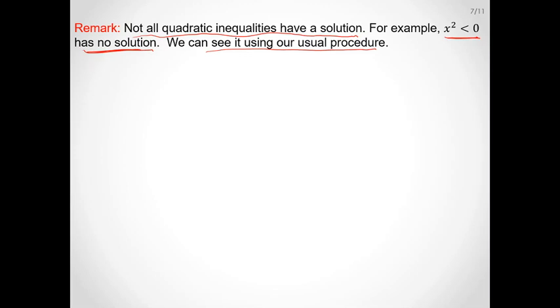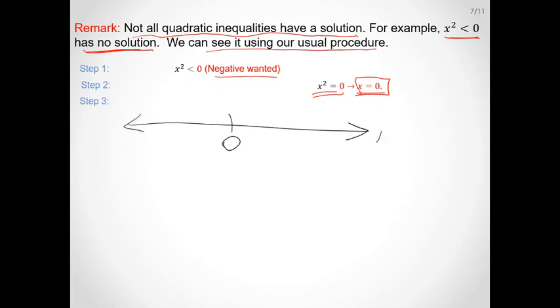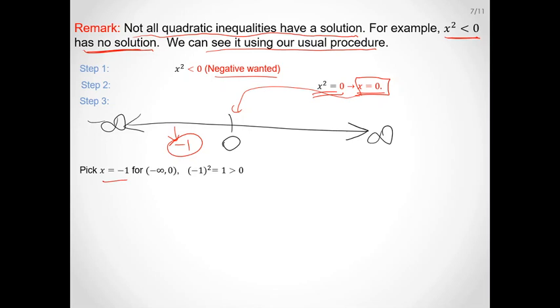What's the procedure? First, what is wanted? Negative wanted. Solve x squared equal to 0. We got only one x value, the root 0. And then make the sign chart. Okay, we'll draw the line, so put 0 here. 0 is the root. And then pick -1 here. Pick -1 and put it in x squared. So -1 squared is equal to 1. So this makes positive, so we have to say this part is positive.